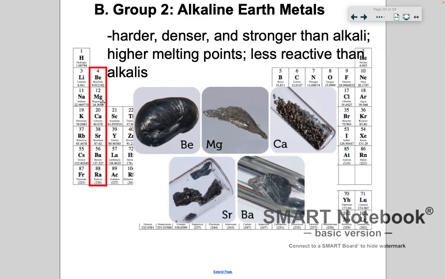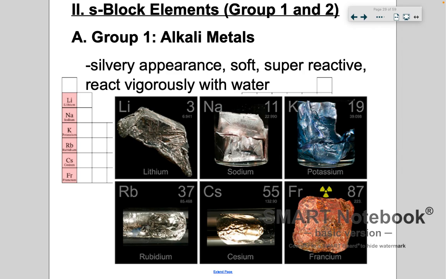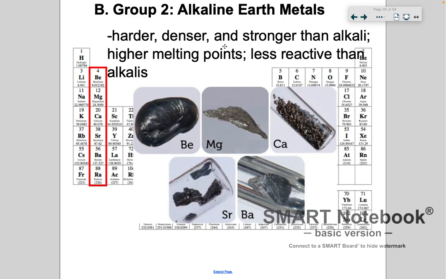So that's beryllium, magnesium, calcium, strontium, barium, and radium. These guys tend to be a little bit harder, denser, and stronger than our alkalis, not soft. You can actually cut the alkali metals with a butter knife. That's how soft they are. Whereas over here, not so much.